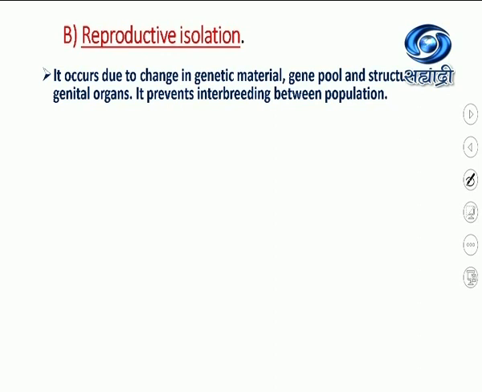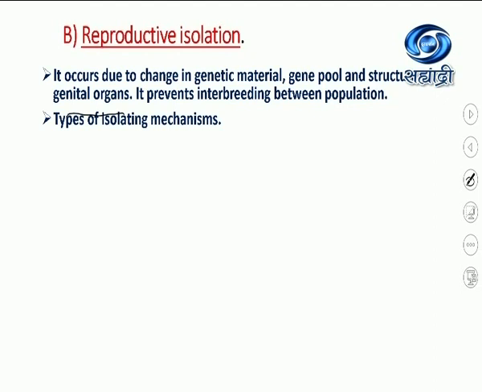Reproductive isolation occurs due to change in genetic material, gene pool, and structure of genital organs. It prevents interbreeding between the populations. Because of a difference in the genital organs, because the time of maturing is different, and because the genetic material is different, the two species are not able to interbreed among themselves. This type of isolation is called reproductive isolation.